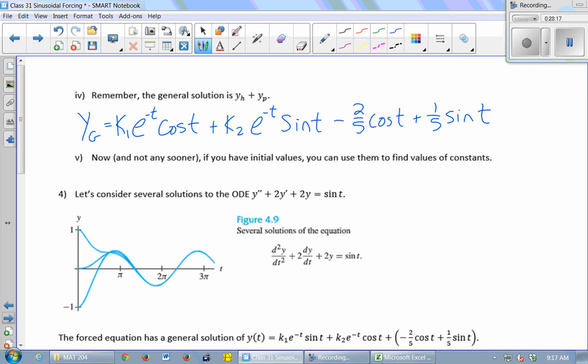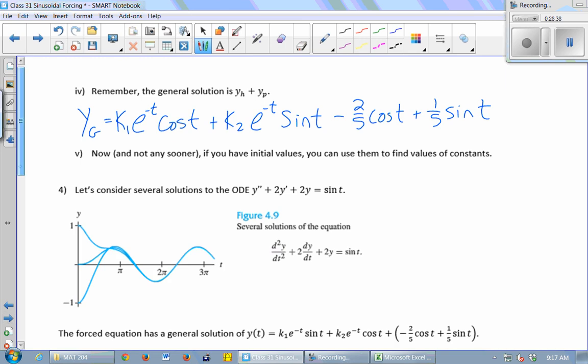Okay. So now, and not any sooner than now, if you have initial values, you can use them to find values of K1 and K2. So you don't want to do it until you have the final general solution, until you've done the whole three-step process. Then you could try to find values for the constants.